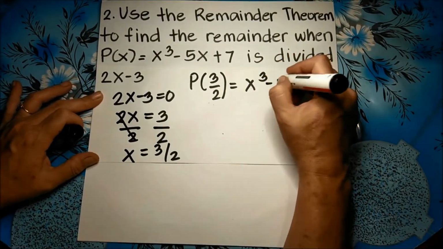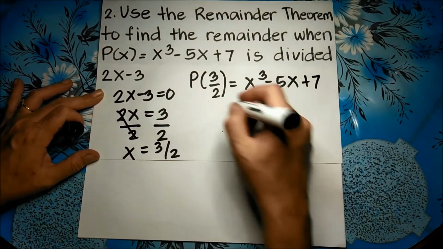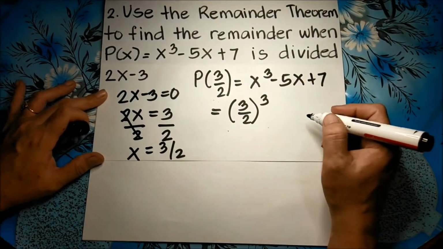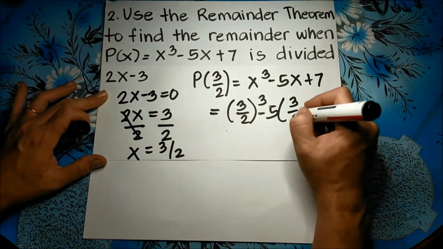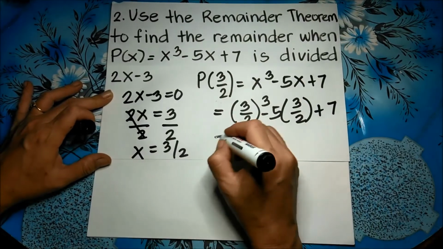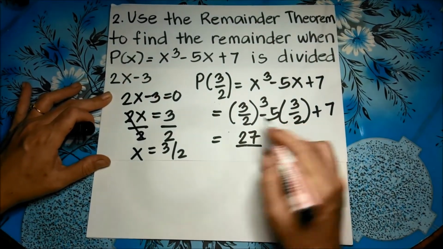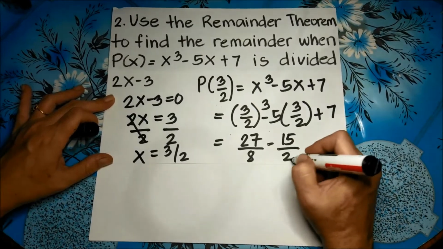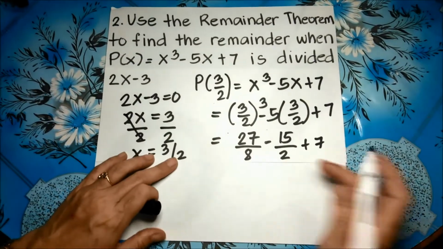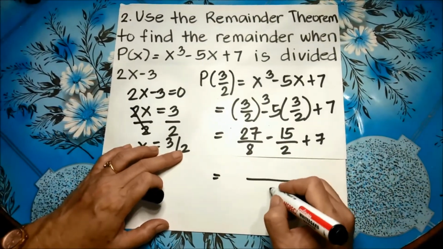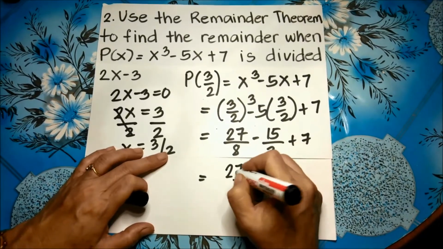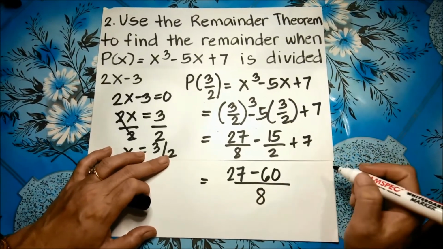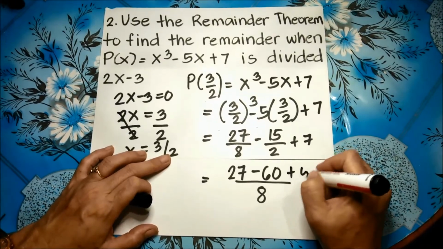equals x cubed minus 5x plus 7. Doing the same as number 1, substitute 3 halves. So we have 3 halves raised to 3 minus 5 times 3 halves plus 7. So 3 raised to 3 is 27. 2 raised to 3 is 8, minus 5 times 3 is 15 over 2, plus 7. Now, to simplify, we get the LCD. That is 8. So, just copy 27, minus 8 divided by 2 is 4 times 15 is 60. 8 times 7 is 56.